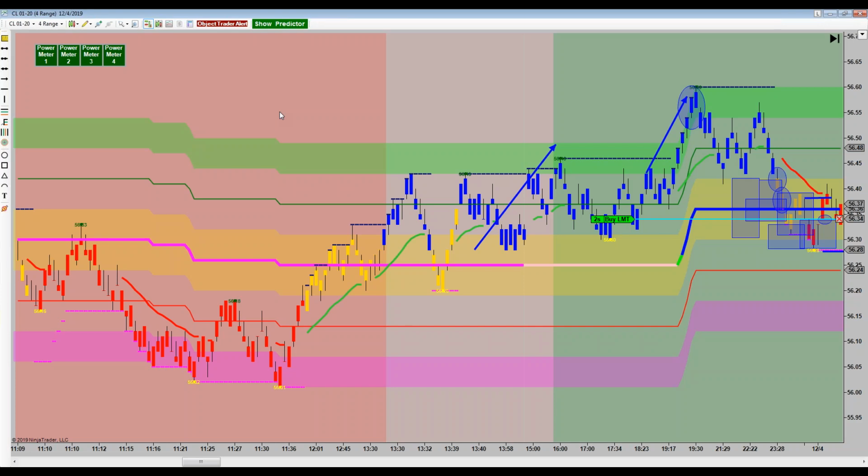Target number 1. You got a 2-lot on from right here, either here or here, wherever you got in. By hook or by crook, you're long. Where is the first target? Time's almost up. We're going to take the first coin on contract number 1.